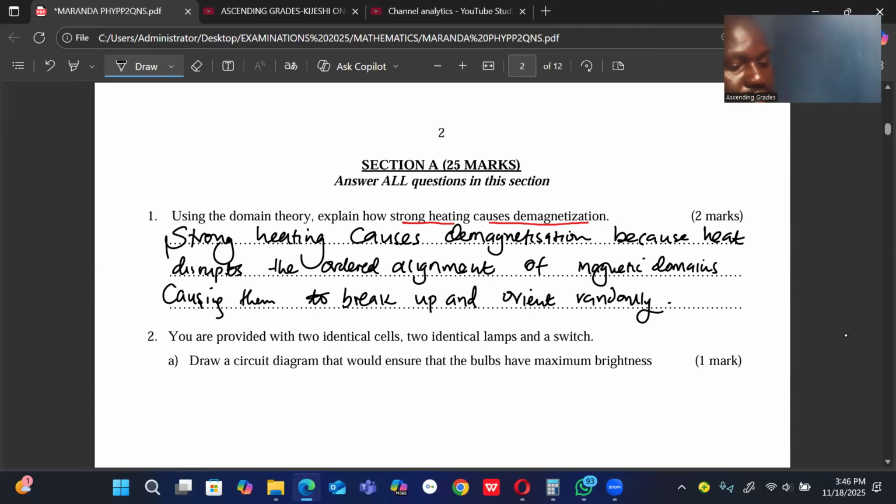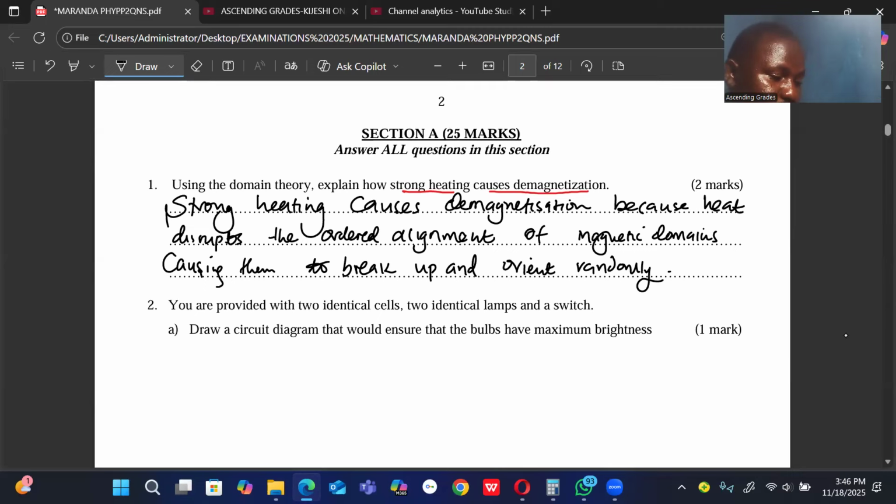So remember, if a material is magnetized, then these domains or the dipoles will align themselves in a specific direction. But when they are disoriented, then the demagnetization starts taking place, and they will arrange themselves just randomly.